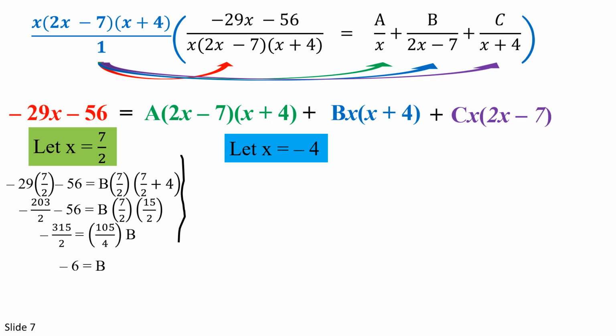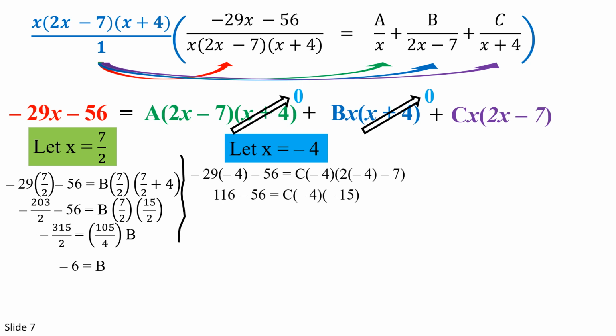Let's set x equal negative 4. That will eliminate the first two, so all that's left is C. Plug in negative 4 for all the x's. Negative 29 times negative 4 minus 56 equals C times negative 4 times 2 times negative 4 minus 7. So 116 minus 56 on the left. C times negative 4 times negative 15 on the right. So 60 equals 60C. So obviously C is 1.